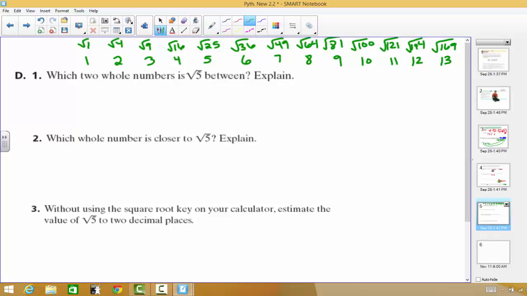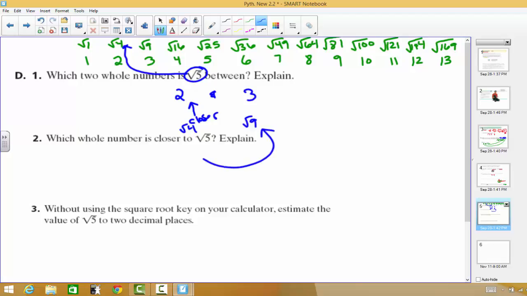So letter D says, between which two whole numbers is the square root of 5? So the square root of 5 is right here. It's between 2 and 3. And it's closer to 2, because it's closer to 4 than 9. Which is what I just did right there. So then it says to use the square root key on your calculator and take the square root of 5, and you get 2.236. I'm just going to keep going 3 decimals, rounding it. So 2.236. So it is definitely closer to 2.2 than 3.